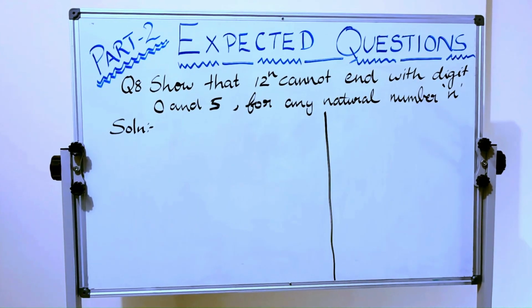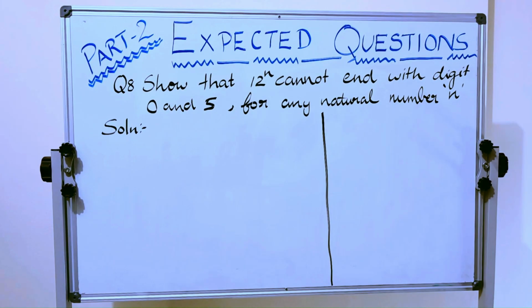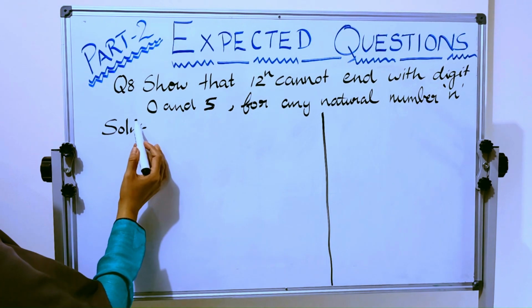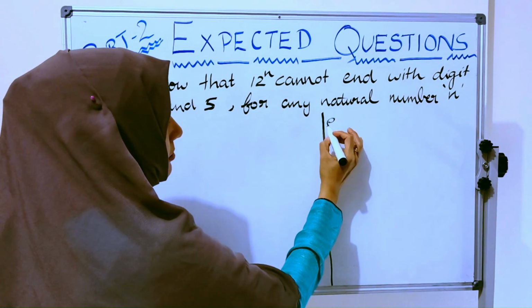Next, 8th question. Show that 12 raised to n cannot end with digits 0 and 5 for any natural number n. We have done a similar question with 6 raised to n. So the steps are the same, but here we have to prove that it cannot end with digits 0 and 5. So let us take examples.